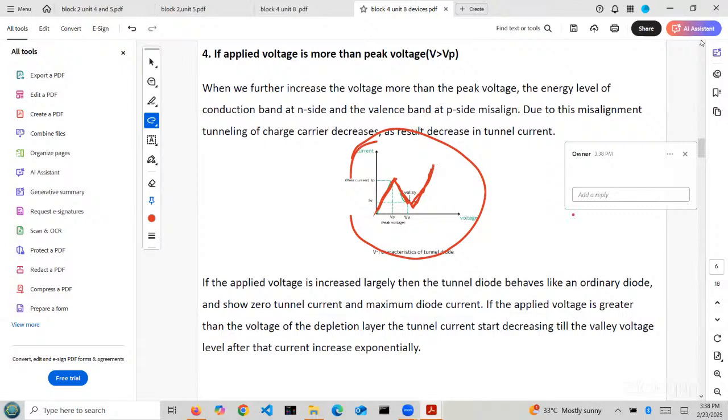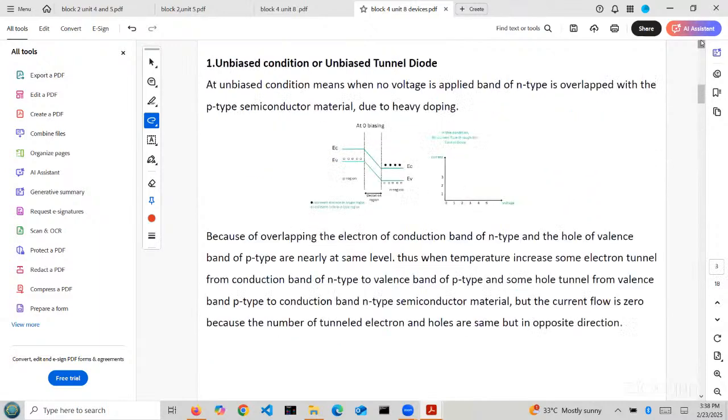What is the first point? Unbiased condition or no voltage is applied. If no voltage is applied, what happens to the P-type material and N-type material? At unbiased condition, overlapping of P-type and N-type semiconductor is taking place. Overlap means both regions are very near, so electrons can jump from one to another. P can jump to N, N can jump to P. This is represented in this diagram, and no conduction is taking place. See, initially no current.